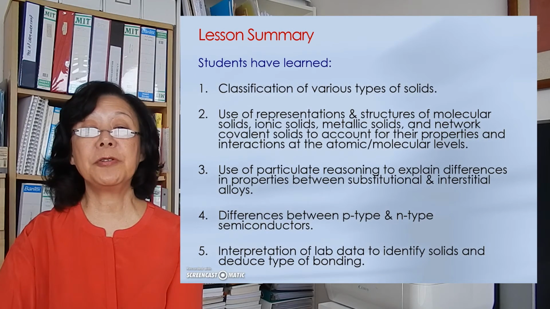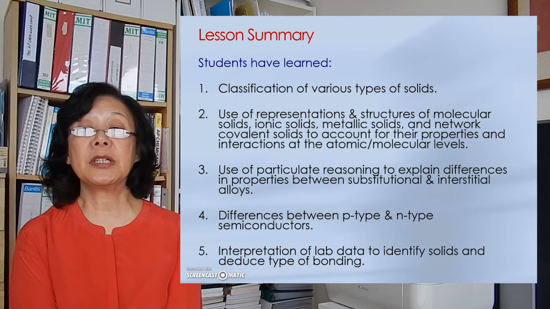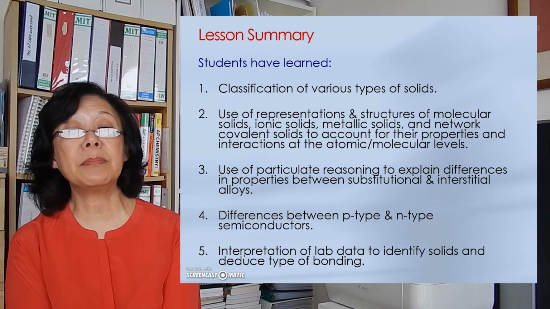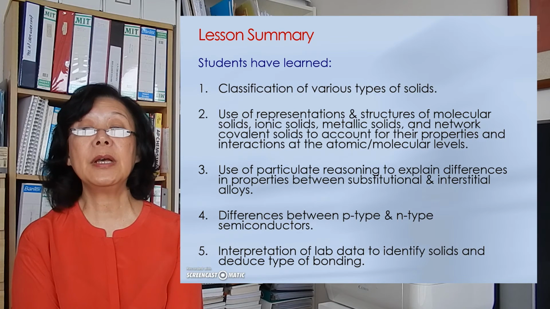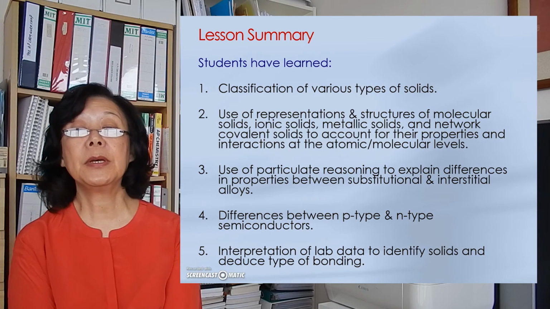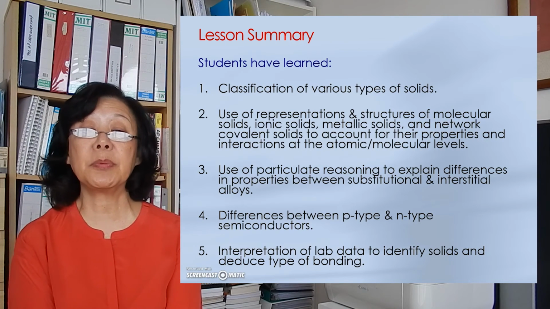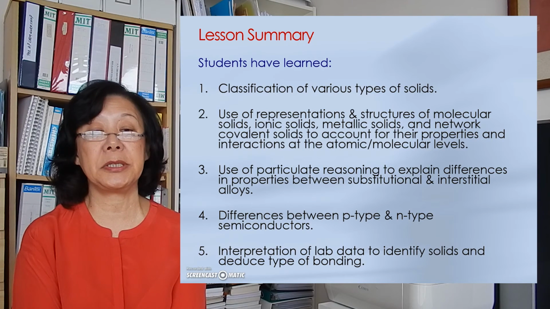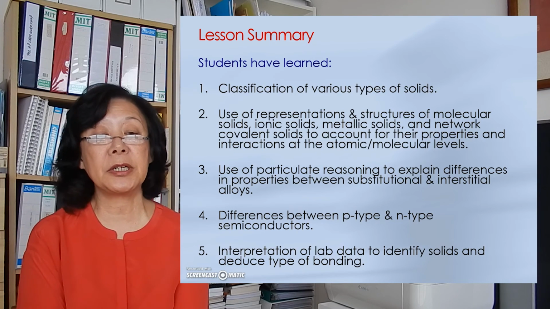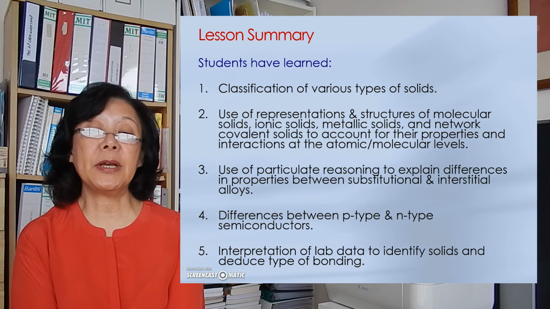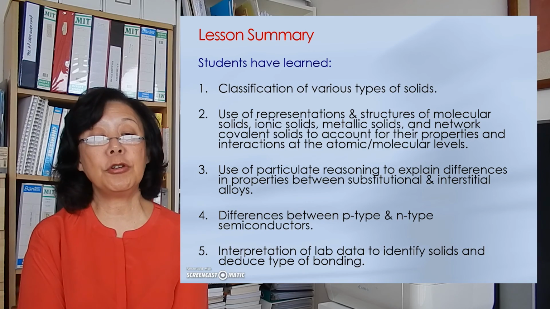To summarize what we have learned today, we learned how to classify various types of solids. We used representation and structure of molecular solid, ionic, metallic solid, and network covalent to account for their properties and interaction at the atomic or molecular level. We used particulate reasoning to explain differences in properties between substitutional and interstitial alloys. And we noted the difference between positive type and negative type semiconductors. And we also interpreted the lab data of an intermolecular force lab to identify solids and deduce the type of bonding.